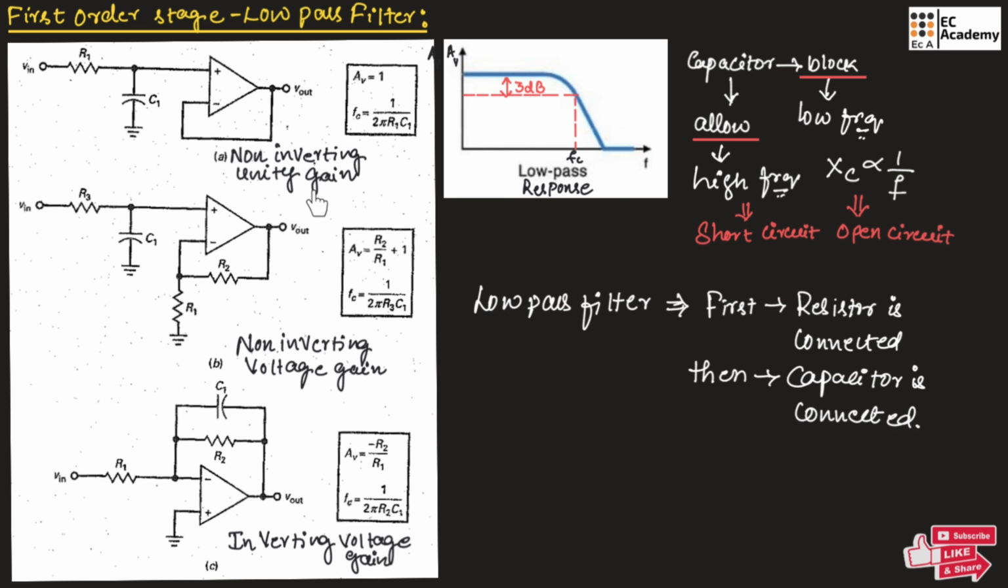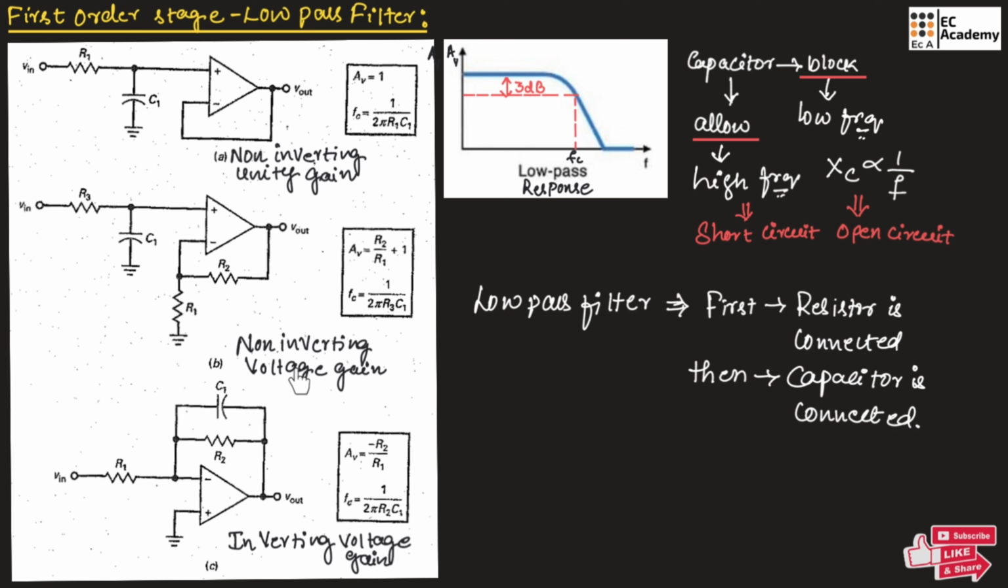Figure A shows the non-inverting unity gain first order stage low pass filter. So here the gain of this circuit will be 1. That's why it is known as unity gain, because in the feedback no resistors are connected. Since the input is connected to non-inverting terminal, it is known as non-inverting unity gain low pass filter. The cutoff frequency for this circuit can be calculated using 1 divided by 2 pi R1 C1. So R1 and C1 are the resistor and capacitor that are connected in the circuit.